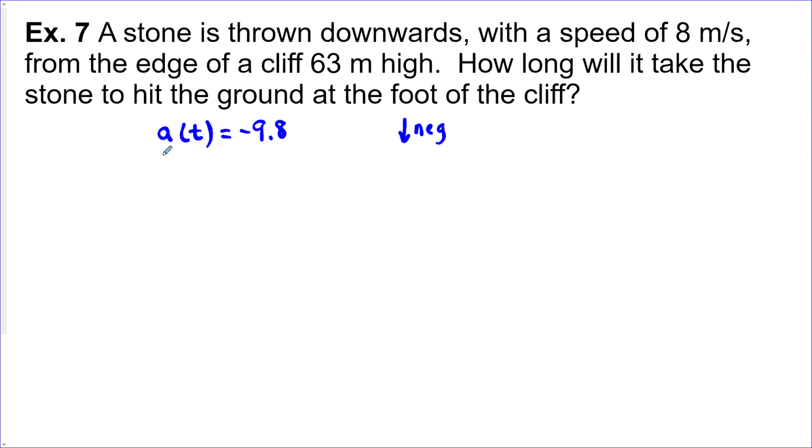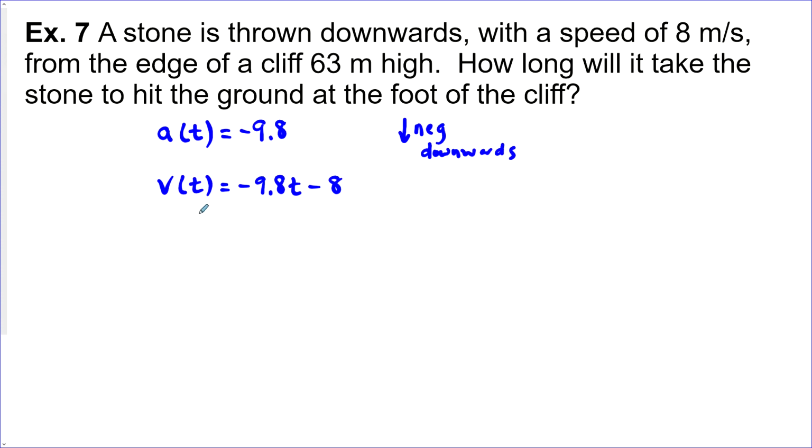Now we could take the antiderivative of that to get our velocity, and that'd be negative 9.8t, and because this is just a polynomial, our initial speed here will be our c value. So this speed, though, represents a speed downwards. It was thrown downwards. So this would be minus 8. If it was thrown upwards, it would have been plus 8, because up is represented by positive numbers in our setup here.